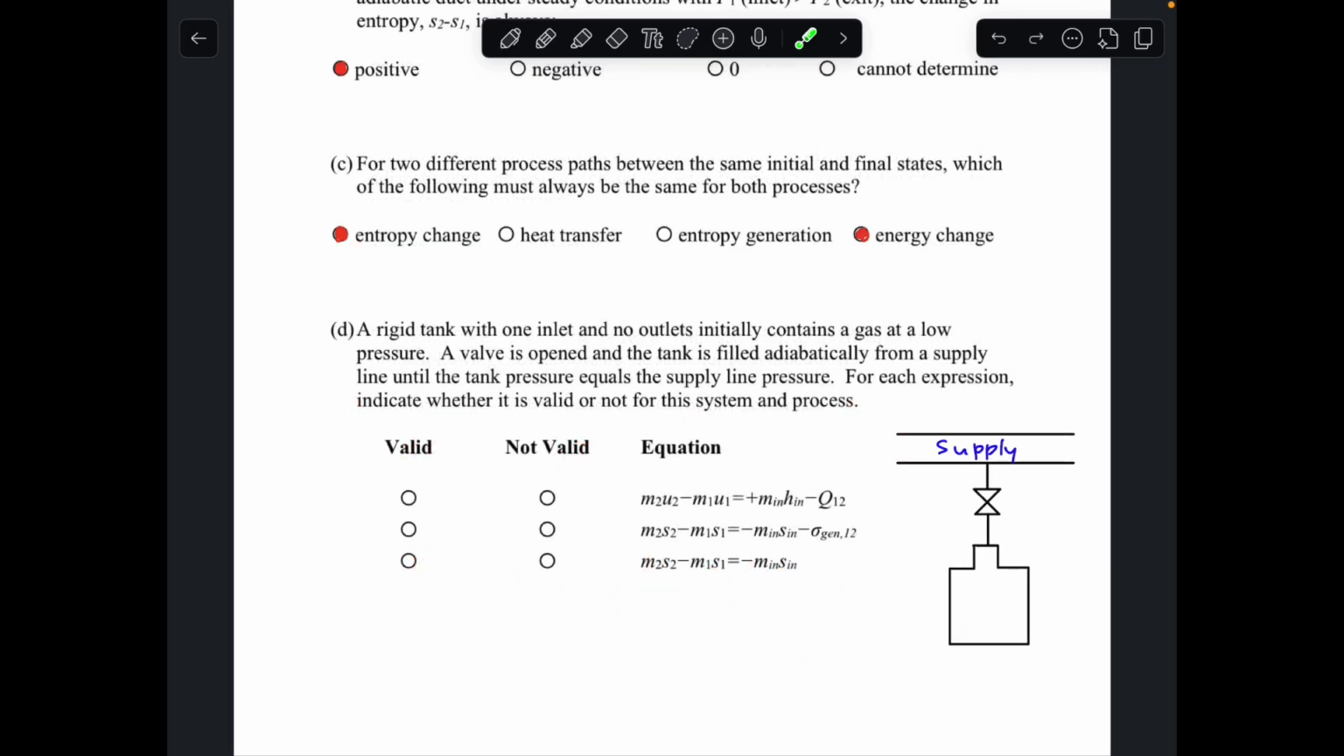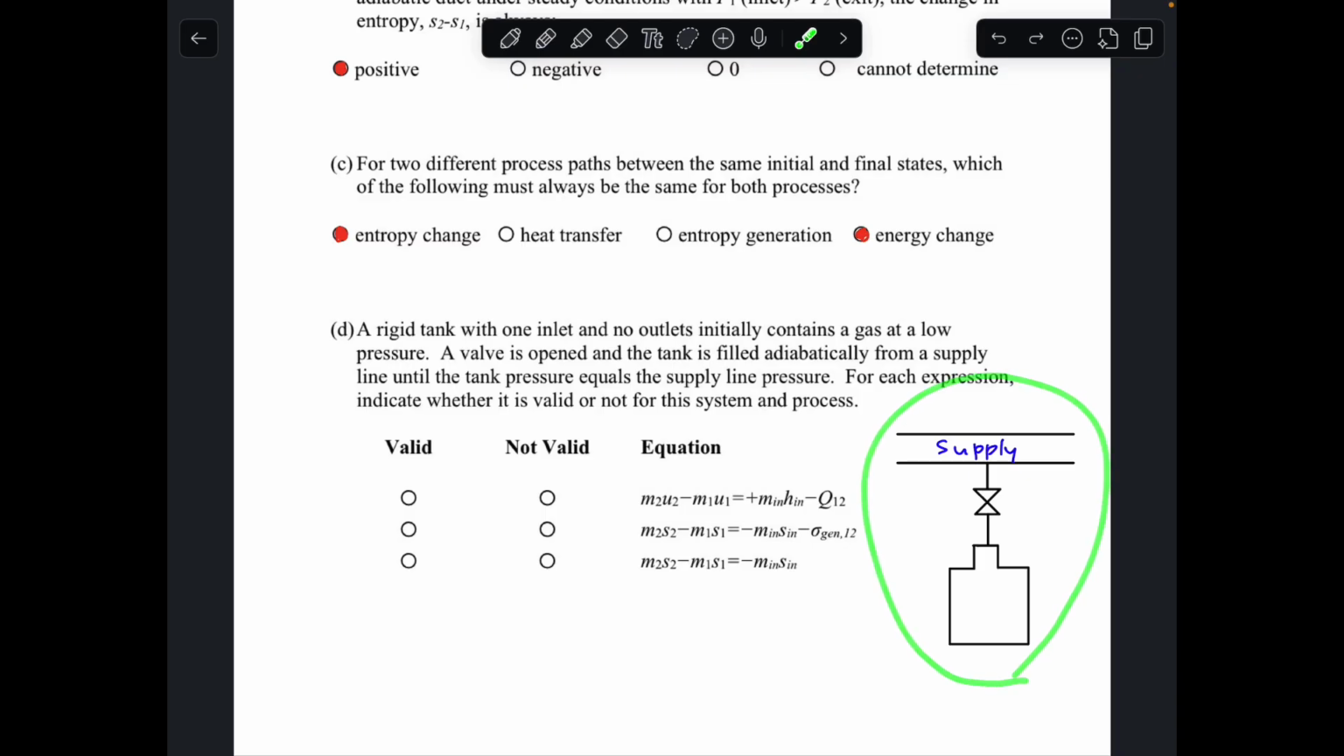Part D, the final part of this problem, says a rigid tank with one inlet and no outlets initially contains gas at a low pressure. A valve is opened and the tank is adiabatically filled from a supply line until the tank pressure equals the supply line pressure. For each expression, indicate whether it is valid or not for the system and process. So they want us to look at each of these equations that they provided and see if those equations are valid or not. So I've sketched out this scenario.